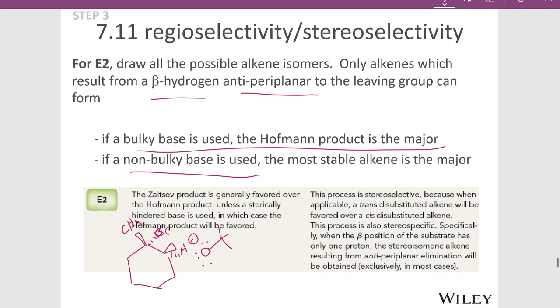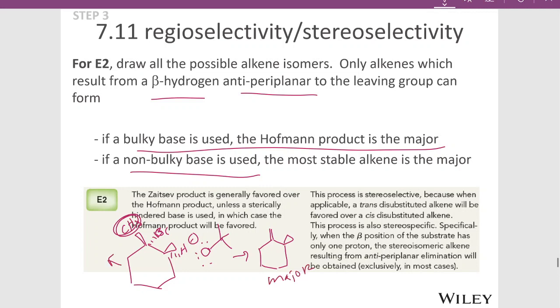Well, first of all, we're going to get the Hofmann product. So that's going to be resulting from the elimination of one of these 3 hydrogens here. So we pull off a hydrogen, form a double bond, kick out the leaving group. So this is going to be our major product with a big bulky base.